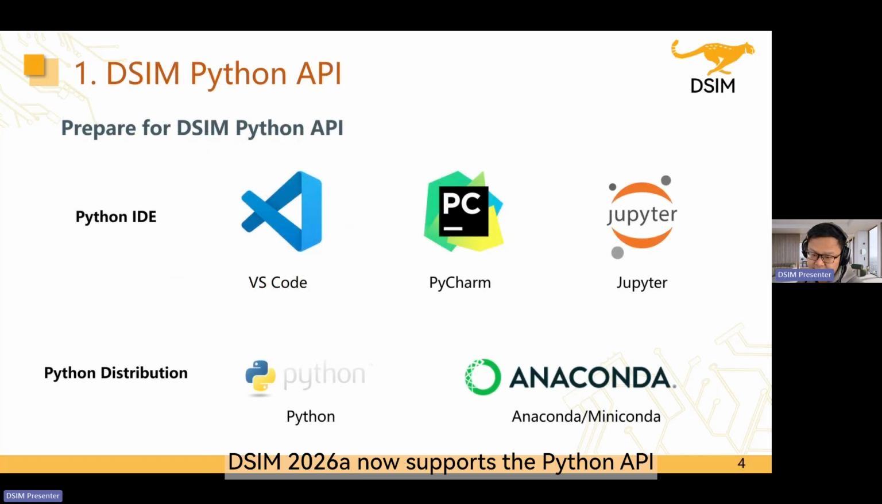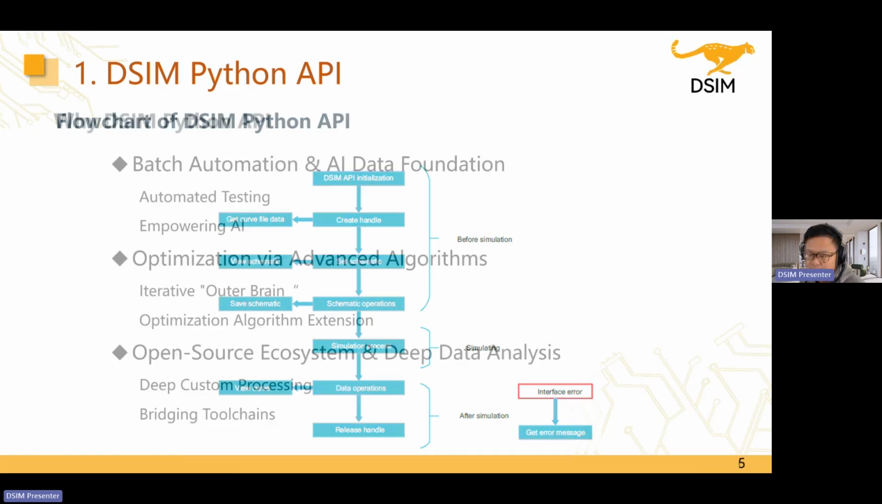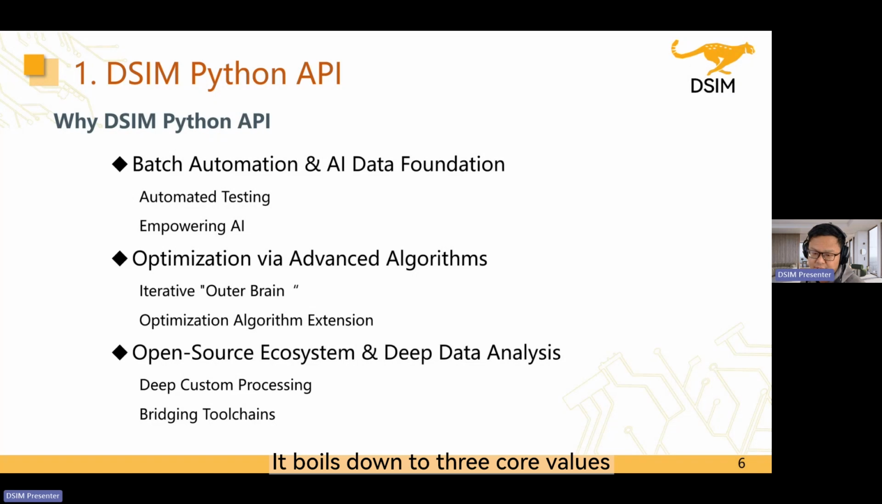Here in our agenda for today, we divided the presentation into 4 sections. DSIM 2026A now supports the Python API. How does the DSIM Python API work under the hood? So why will you use the DSIM Python API? It boils down to 3 core values.